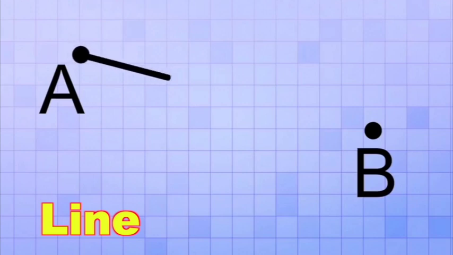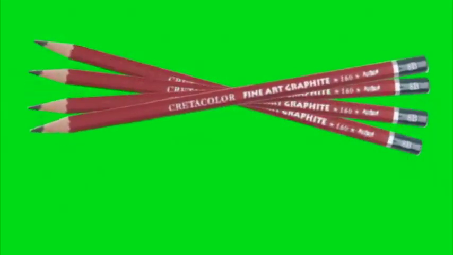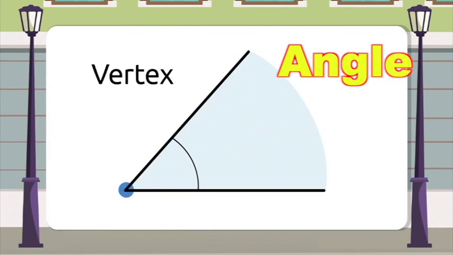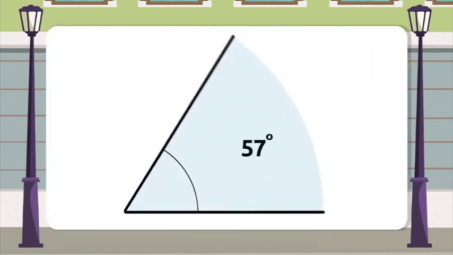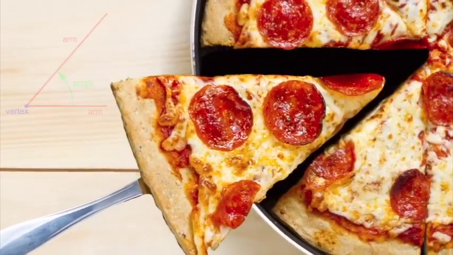1. First, draw one point and then draw another. Connect them together to make a line. I see that a pencil is a line. 2. Two lines meet at an angle. Pie and pizza slices are angles.